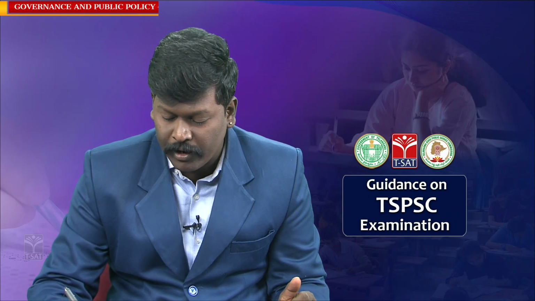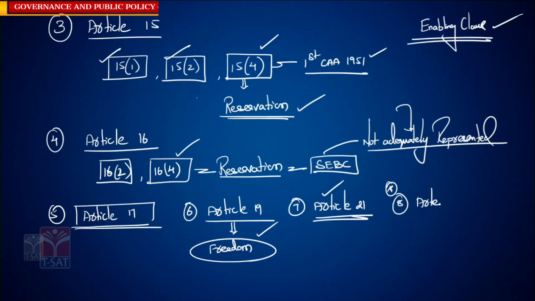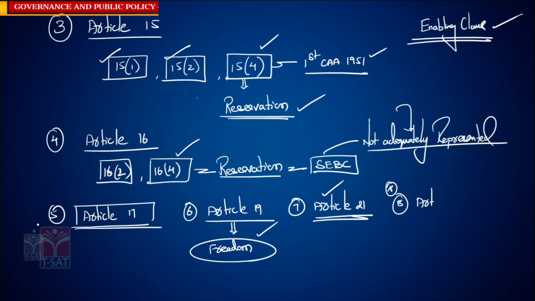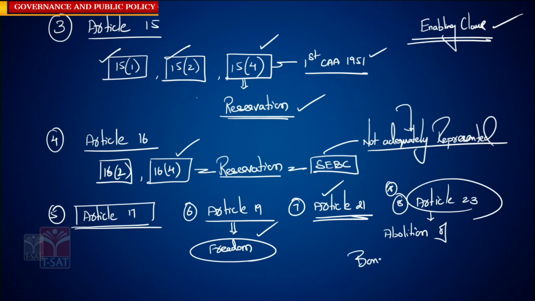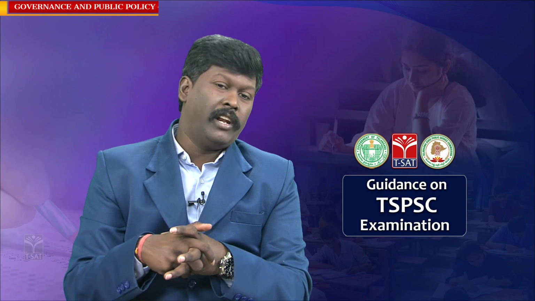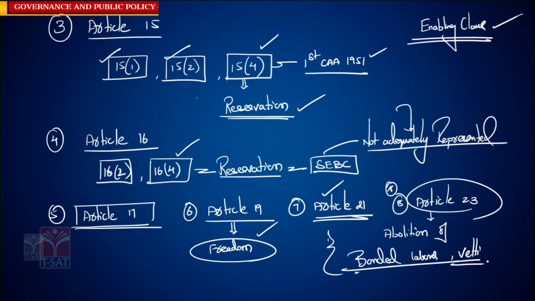Now comes the very important one, Article 23. Article 23 can be taken as a specific right for SCs and STs. Why? Because Article 23 talks about abolition of bonded labor, abolition of vetti, abolition of forced labor, abolition of prostitution. All these are abolished as per Article 23 of the Indian Constitution.